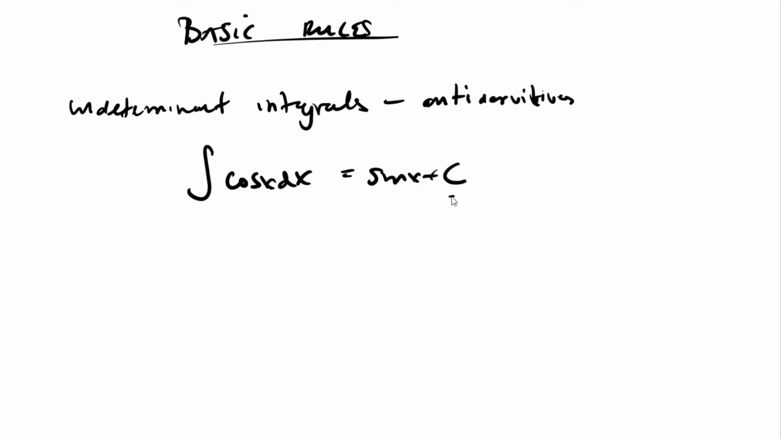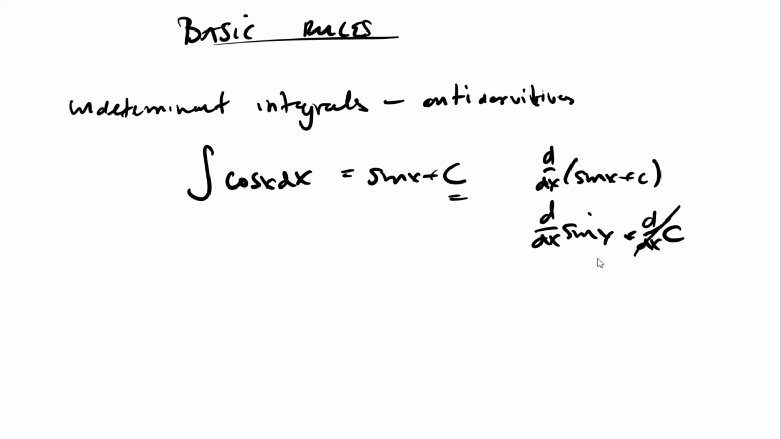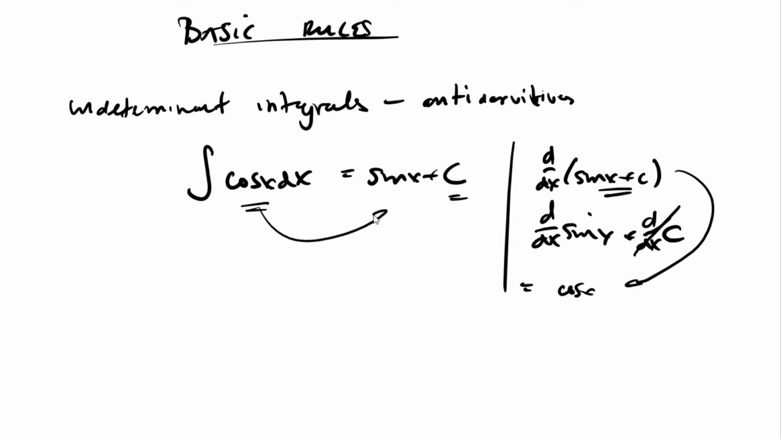The reason that we have the plus c is that if you took the derivative of sine of x plus c, that would turn into the derivative of sine of x plus the derivative of c, but the derivative of a constant is 0, and so this turns into cosine of x. So the derivative of sine of x plus c is equal to cosine x, and that means that the integral, or antiderivative, of cosine x is sine x plus c. That's the basis for this relationship. Integration undoes differentiation. The second kind of integral is called a definite integral.